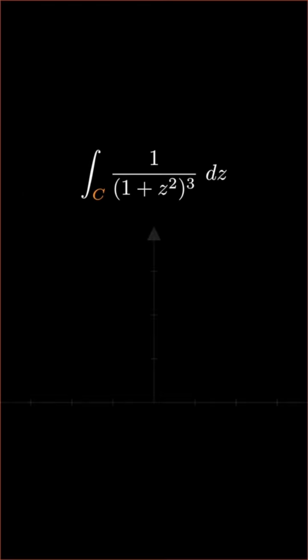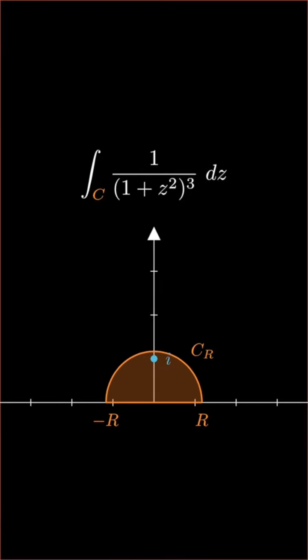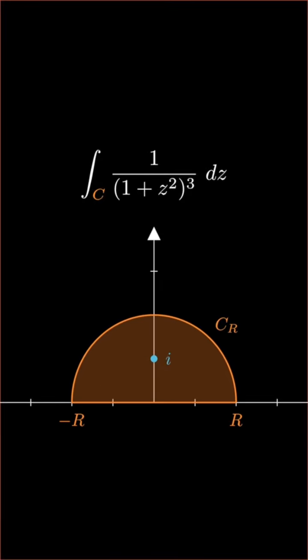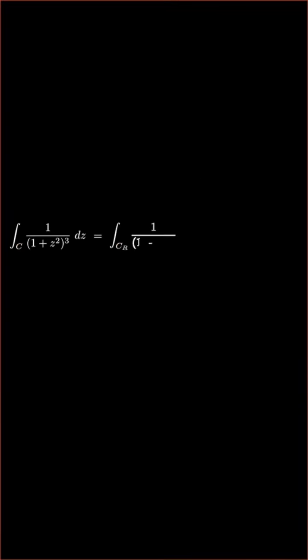Let's look at the complex version of this integral over the closed curve C. C has two pieces, the interval from minus r to r, and that semicircle part we'll denote by CR. We can split the integral over the entire curve C into two integrals, one along the semicircular part and the other along the interval from minus r to r.